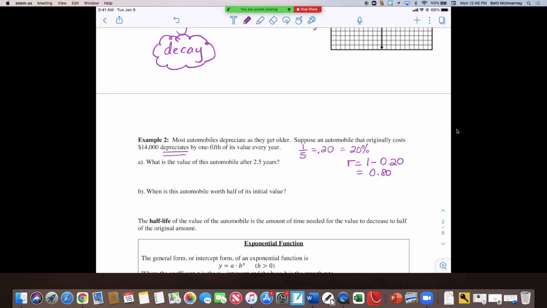So watch what I can do. I can actually write an equation that looks like this. Y equals 14,000 is the value of the car, and it's going to be worth 80% each year, and I'm going to call the years t. This is exponential. So if you have a calculator, I would grab it. It says, what is the value of this automobile after 2.5 years? So we're going to plug in the time is 2.5.